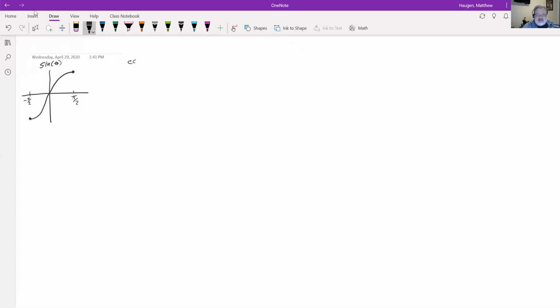However, for cosine, we can't use that same interval. If we did, we wouldn't get what we want. Let's say we tried to do that. From negative pi over 2 to pi over 2, cosine looks like that. Not only is it not one-to-one, but it also doesn't give us any negatives. So that restriction's not going to work.